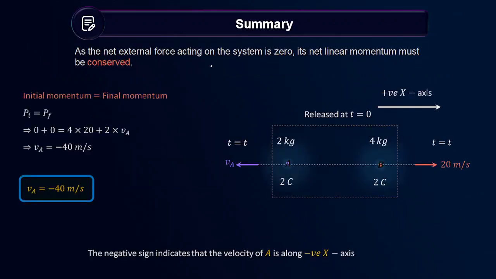The net external force acting on the system is 0, so its net linear momentum must be conserved. Initial momentum will be equal to final momentum. So we can simplify, and we got the value as 40 meter per second, opposite to B. Simple.